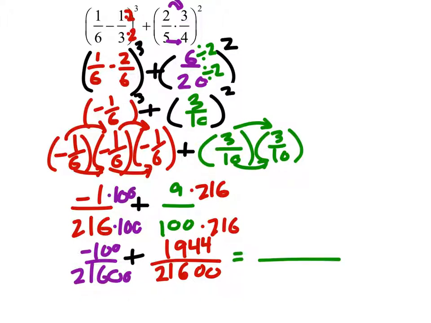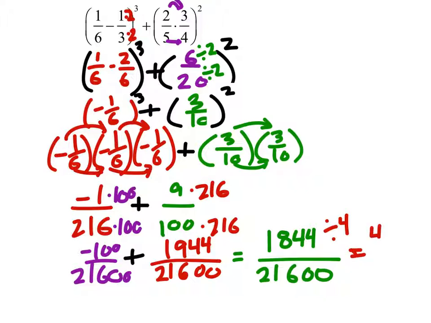So doing the addition here, we still have a denominator of 21,600. And negative 100 plus 1944, that's 1844. And now I'm just looking to simplify. Looks like both these should be divisible by 4. Let's try that. 1844 divided by 4, that's 461. And then 21,600 divided by 4, 5,400.